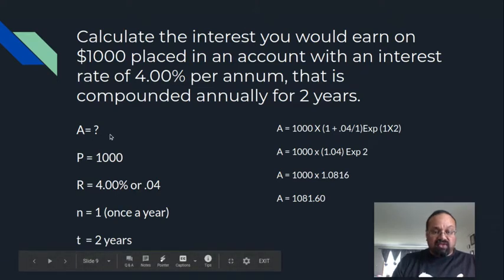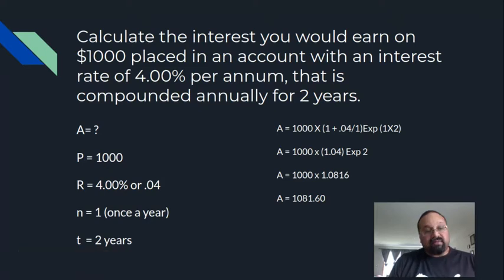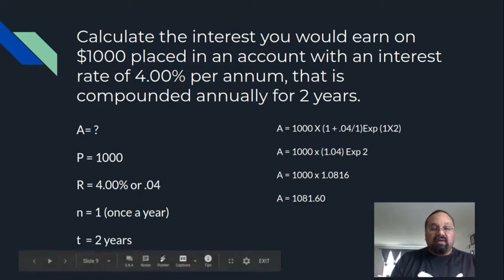Well, A is a question mark because that's what we're trying to find out. The principal is 1,000. That's what I'm investing. The rate is 4% turned into a decimal, that's 0.04. The number of periods, how many times it's going to compound, is once per year, and the term is for 2 years.